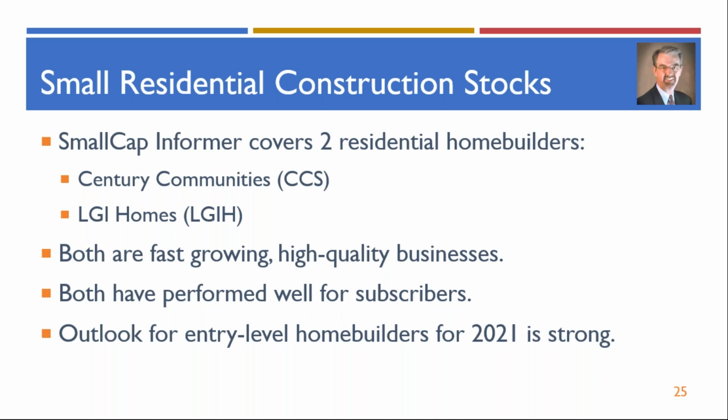But this has been a very strange recession that we're in with the pandemic. So I still see a lot of growth ahead for the two residential home builders that we cover, Century Communities and LGI Homes. Both are fast-growing, high-quality businesses. Both have performed very well for our subscribers, and the outlook for 2021, I think, for this sector is still pretty strong. When you look at the percentage of home ownership in the U.S., we're still not back to where we were prior to 2007. So that's pretty phenomenal, but it has been growing.